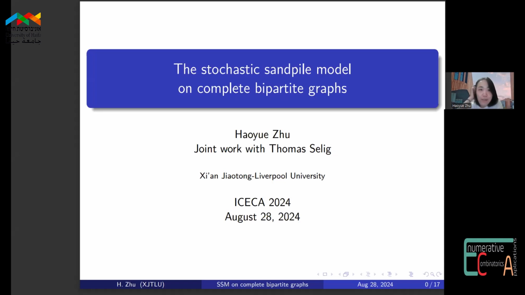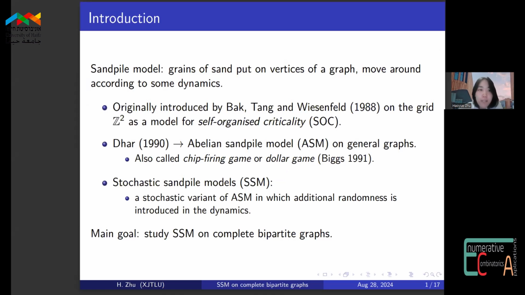Hello everyone. My topic is the stochastic sandpile model on complete bipartite graphs. Let's start. First of all, we have sandpile models. This is one model about many sand grains, where we put some sand grains on each vertex. Based on the sand grains, we can do some dynamics on the sandpile models.